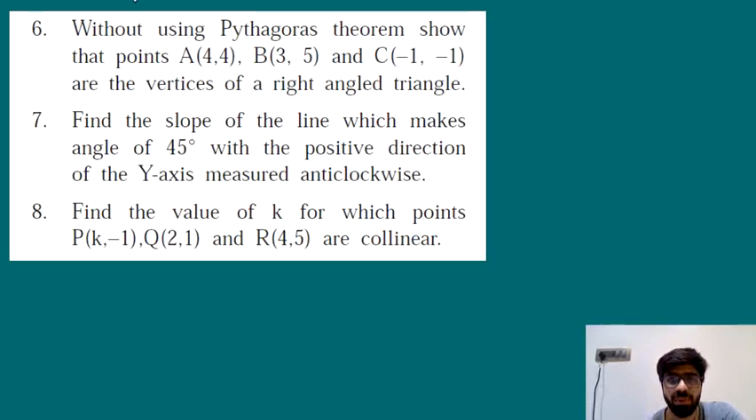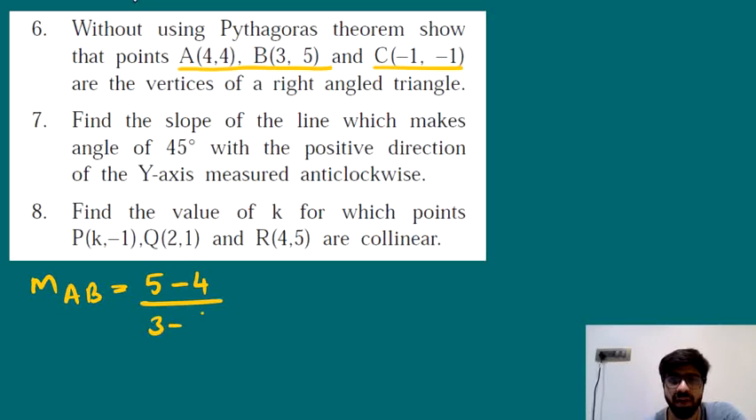You don't have to use the Pythagoras theorem, and without using that Pythagoras theorem, you need to show that A, B and C are the vertices of a right angle triangle. Let's try to find the slope of AB. So the slope of AB will be y2 minus y1 upon x2 minus x1. Treat point B as x2, y2 and point A as x1, y1. The slope of AB turns out to be 1 upon -1, that is -1.